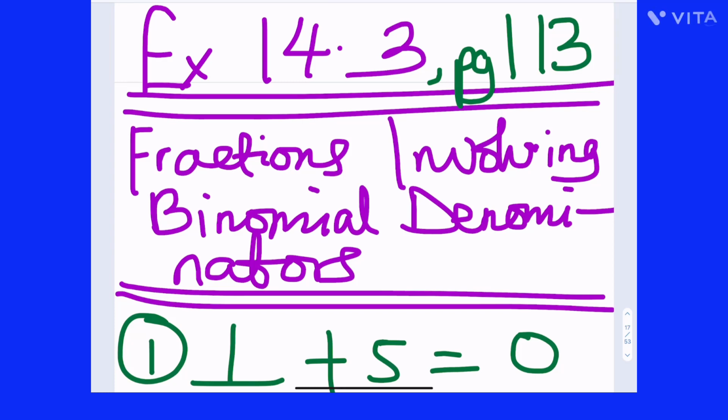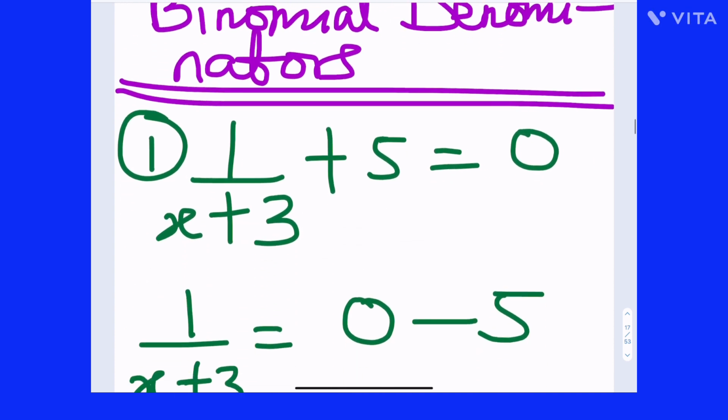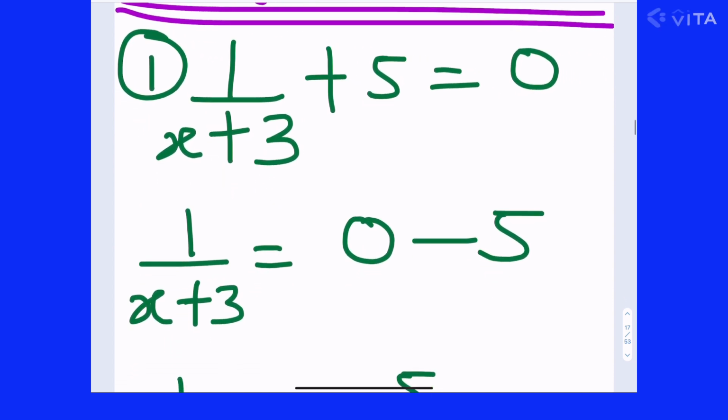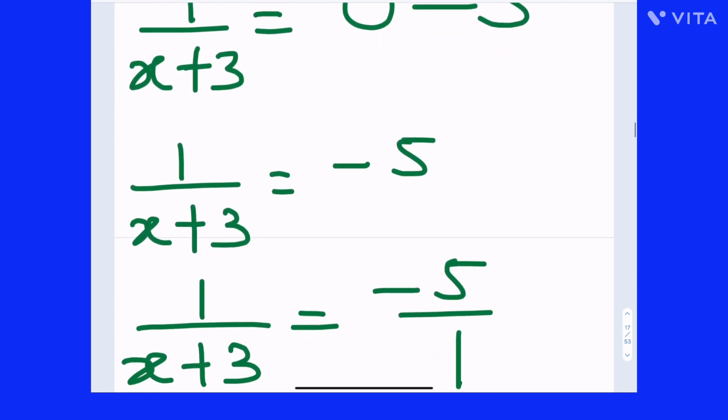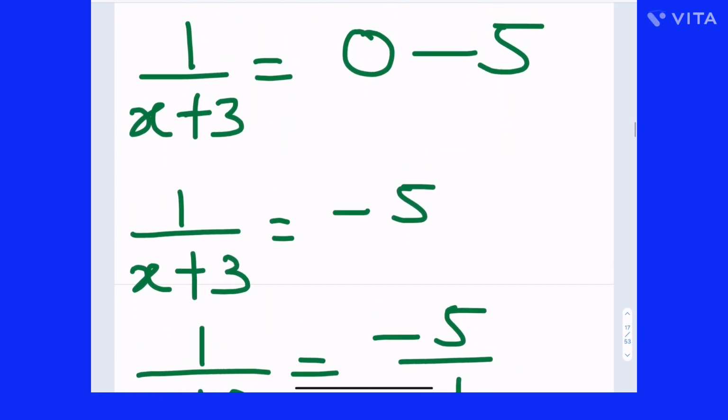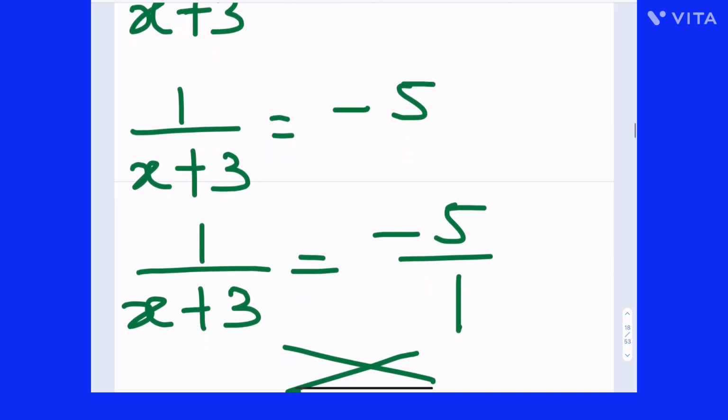Let's go to the next exercise in our simple linear equations. Exercise 14.3. In the first question here, it says 1 over x plus 3 plus 5 is equal to 0. In this kind of question, the first thing you do is to take the plus 5 to the right-hand side. It will become 0 minus 5. 0 minus 5 is what? Minus 5. So you have 1 over x plus 3 is equal to minus 5.